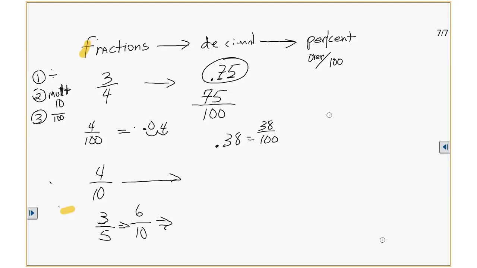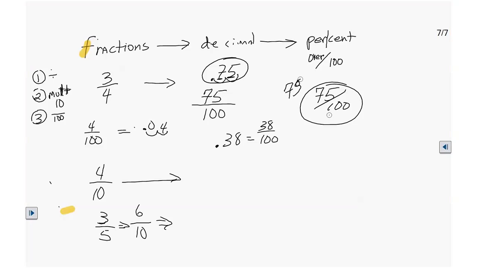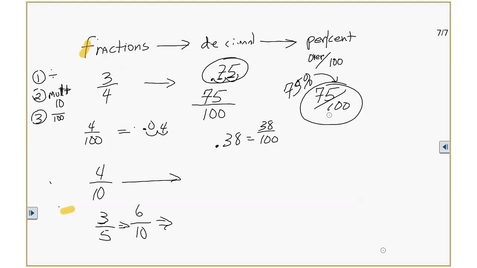Percent, over 100. So if I give you 75%, or 0.75, that means I've got to move the decimal 2 places. That's 75 over 100. That's 75%. If I want to go from a percent to a fraction, well, I just did that. 75%, the way it's written, is equal to 75 over 100. And 75 over 100 is a fraction.